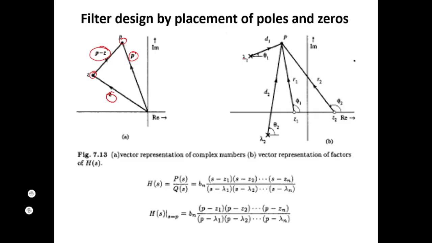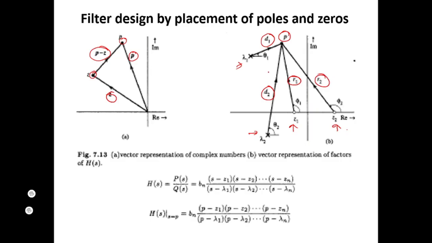Then when we place poles and zeros on the S plane, we'll be having some certain vectors to the point P. So these vectors from the poles to the point P, let's assume that we'll be naming them D1, D2. And the vectors between the zeros and the point P would be regarded as R1, R2 like this.